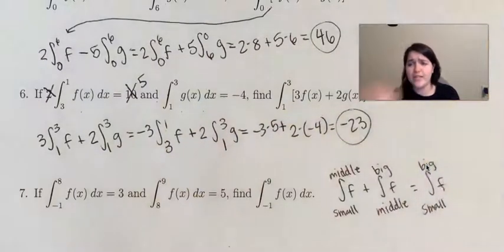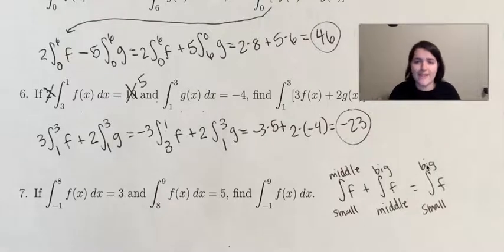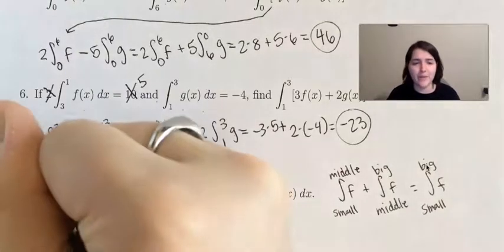And sometimes that's just easier to visualize. Instead of having A and B, you have small, middle, big, and it's something easier to remember when you're doing problems.